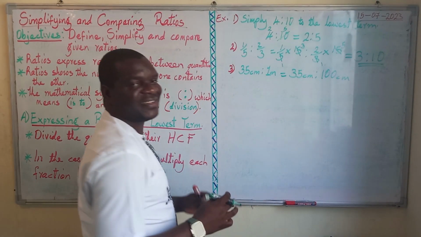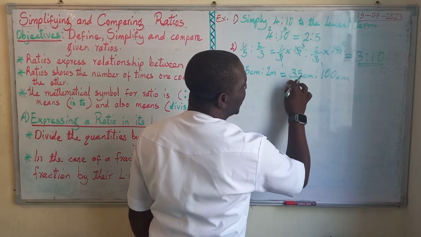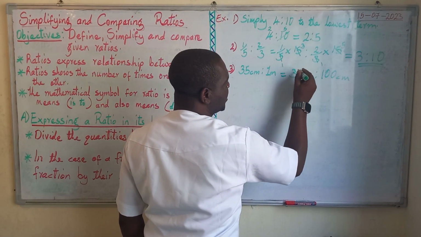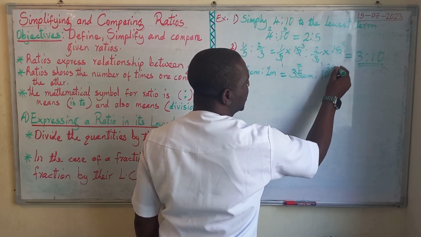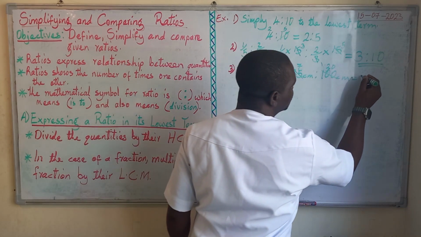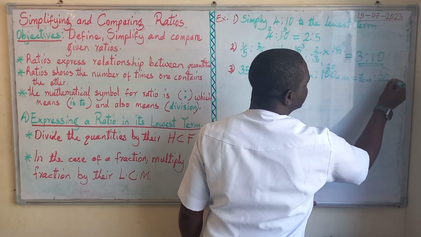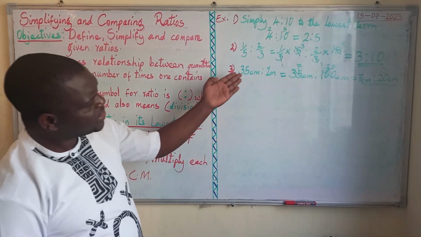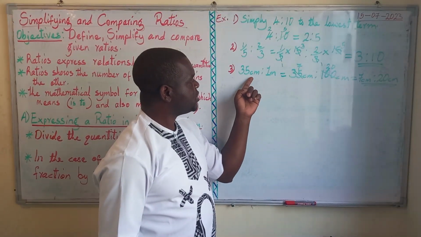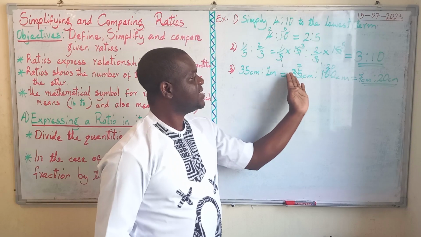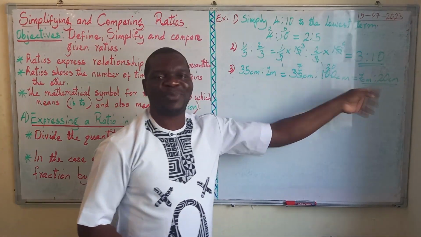Here they are the same, and we can now simplify by dividing by the highest common factor. 5 can go into 35 7 times, and 5 can go into 100 20 times, so that our answer will be equal to 7 centimeters is to 20 centimeters. So this is what you can do in this case. Take note, you change the unit to centimeters, then simplify and have your answer here in the lowest term possible.